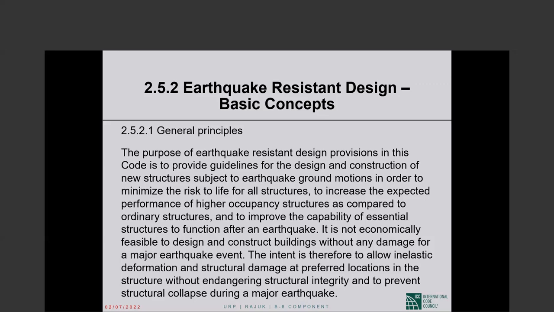Anyway, the purpose of earthquake-resistant design provisions in this code is to provide guidelines for the design and construction of new structures subject to earthquake ground motions in order to minimize the risk to life for all structures, to increase the expected performance of higher occupancy structures as compared to ordinary structures. Higher occupancy structures would be like hospitals or police stations and things like that. And to improve the capability of essential structures to function after an earthquake. So quite a bit is said here.